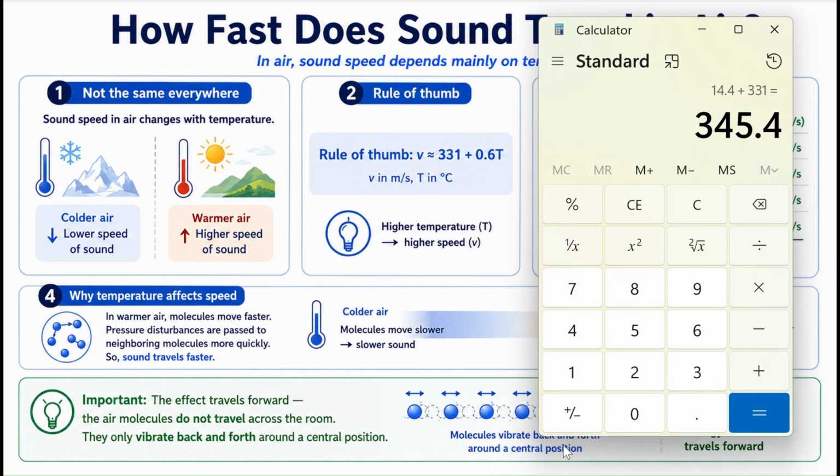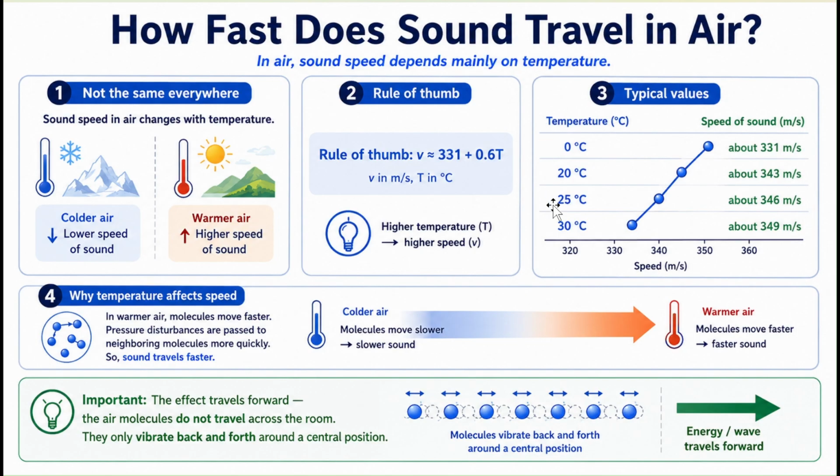So for example, if it is 15 degrees outside, we would do 15 times 0.6, and then plus 331. So we would have 340 meters per second. If it is 23 degrees outside, then we do 23 times 0.6, plus 331. So we would have around 344.8 meters per second. That is the rule of thumb. That's what I use in my tests, and it's pretty accepted. Here on figure 3, you can see at 0 degrees we have 331, at 30 degrees it's 349. That's how it changes.